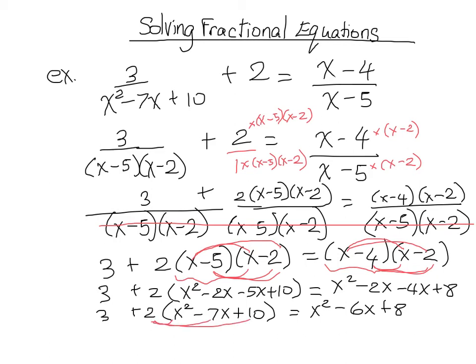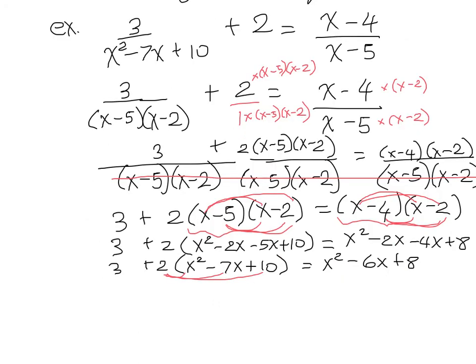And it looks like I've just run out of space. So let's make sure we have enough space to work with here. All right, so we have here 3 plus, and I'm distributing the 2, 2x squared minus 14x plus 20, will give us x squared minus 6x plus 8.